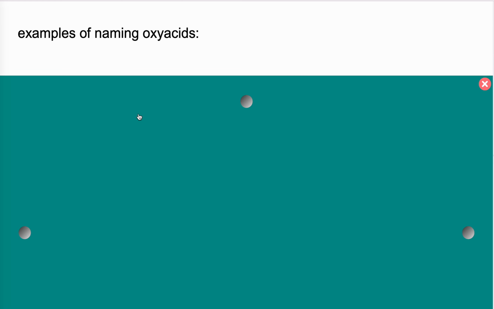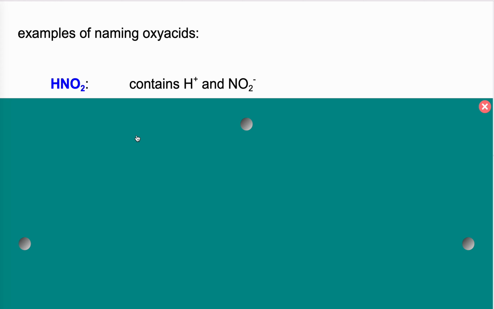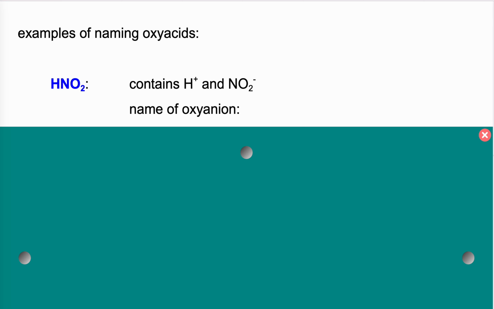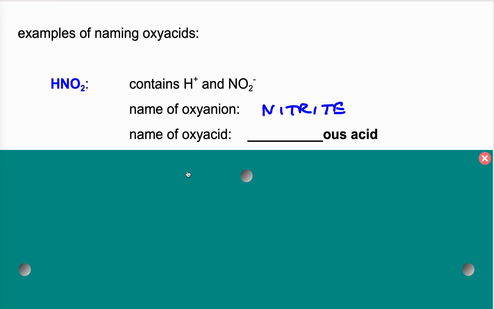Now, let's do some examples. If I give you the formula HNO2, I expect you to recognize that that is an oxyacid that contains one hydrogen cation, H+, plus the polyatomic anion NO2-. Simple charge balance. The name of the oxyanion we find by looking on the nomenclature sheet, and NO2- is the nitrite anion. Because it is an ite anion, it forms an ous acid, so we will simply name it nitrous acid by taking the root of the name of the oxyanion, nitrite.